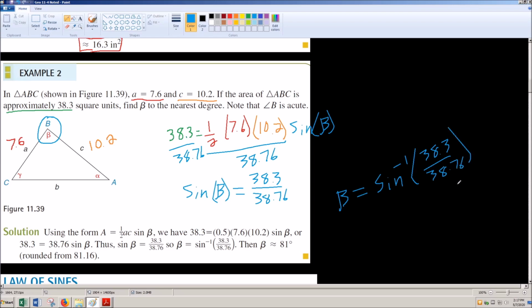38.76. And now from here, I'm going to say, okay, well, what if I wanted to approximate it? It would approximate to about 81.16. So if it's saying to the nearest degree, just call this thing 81. And we're good to go.